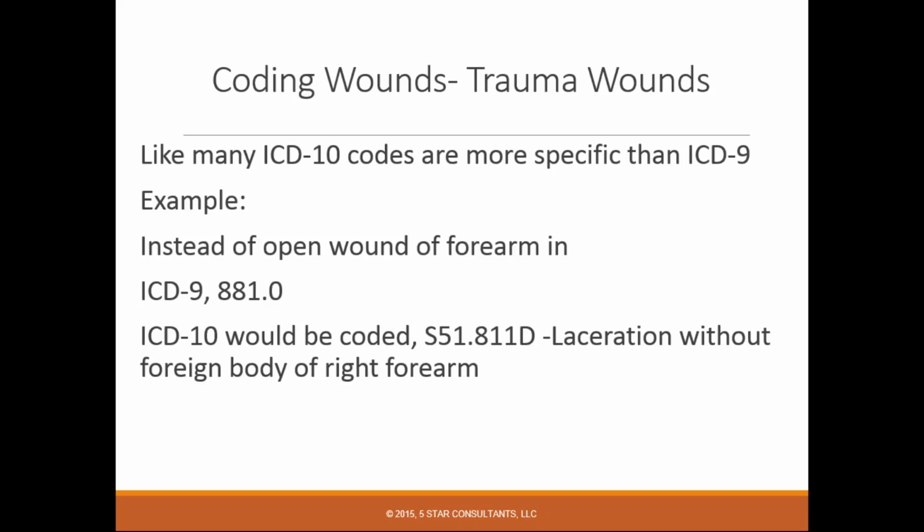So laceration without foreign body of right forearm, S51.811D, that would be our 881.0 code. So that would be a wound and laceration, abrasion. It gets much more specific in ICD-10. It is in the S chapter. The 1 at the end would tell you, in the 6th digit, the right forearm, with the forearm ahead of that. And then the D is subsequent encounter.